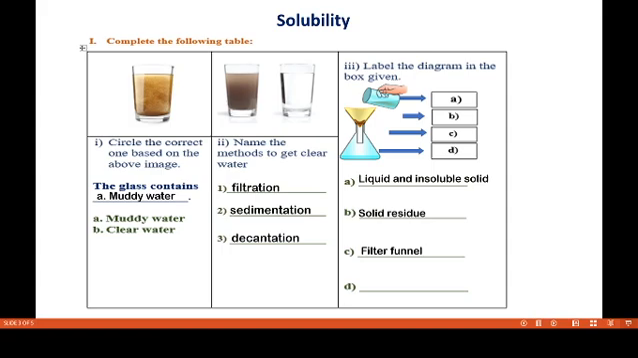Okay, then fourth one is filtrate. The muddy water passes through the filter paper, and we get the clear water. The clear water is known as filtrate. Any solution that passes through the filter paper and that we get is known as filtrate.